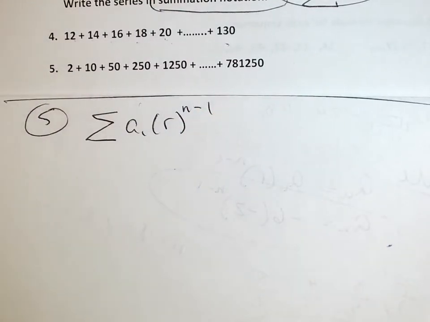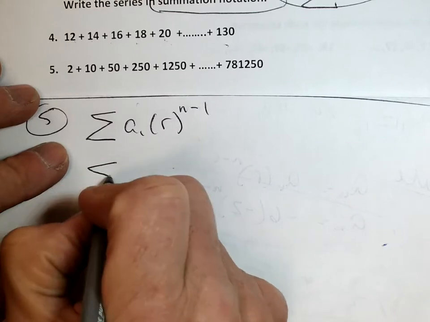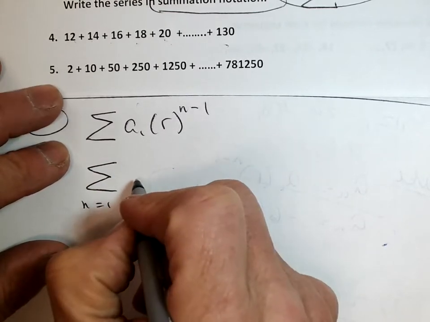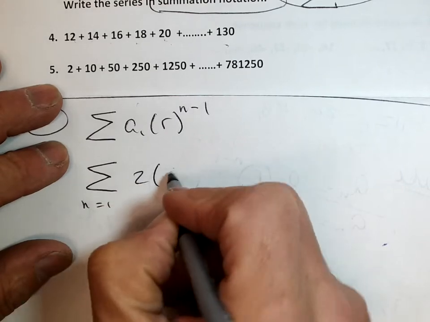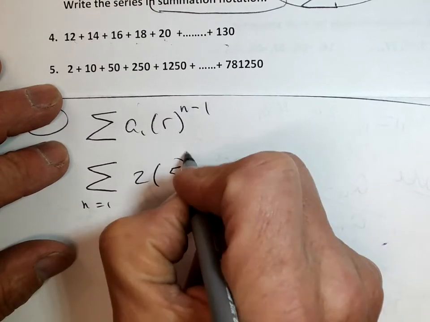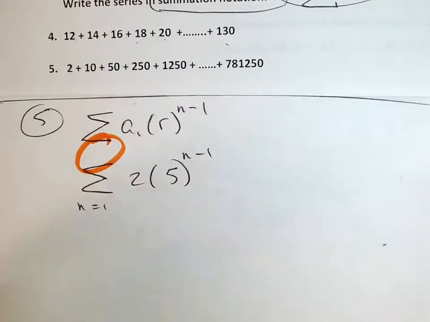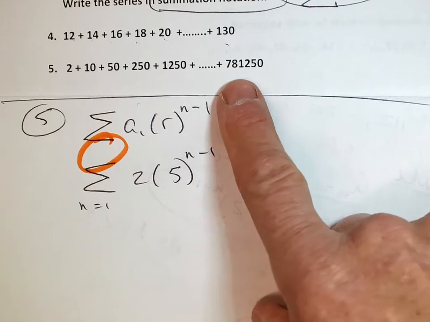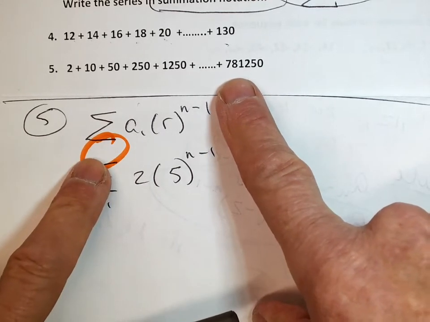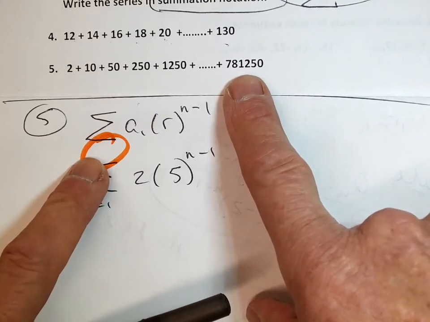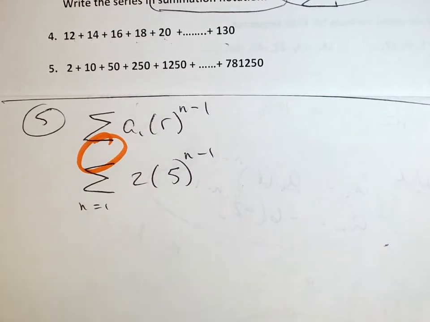So let's put in what we know. Let's go, okay, summation n equals 1 of 2. What's our multiplier? Caden said 5, right? To the n minus 1 power. Okay, so far so good. This looks great, except, one more time, we got to figure out what goes there. So, Austin, we know that whatever we put in here has got to make 781,250, right? So let's take our formula and set it equal to it, okay?